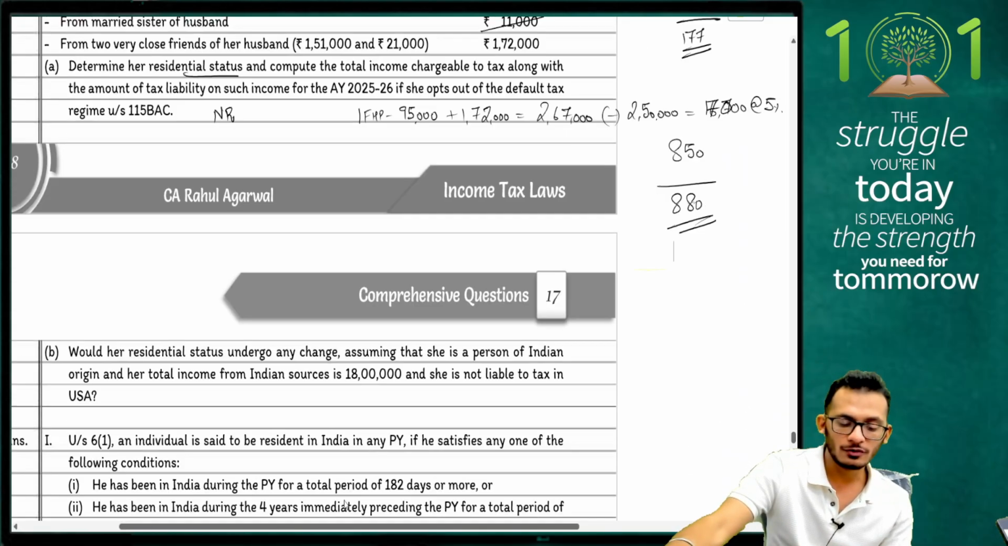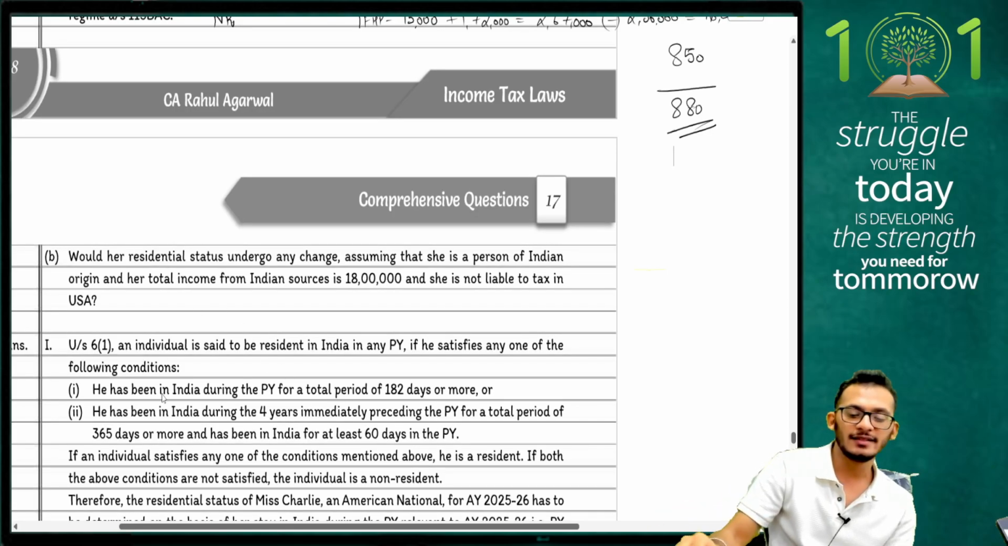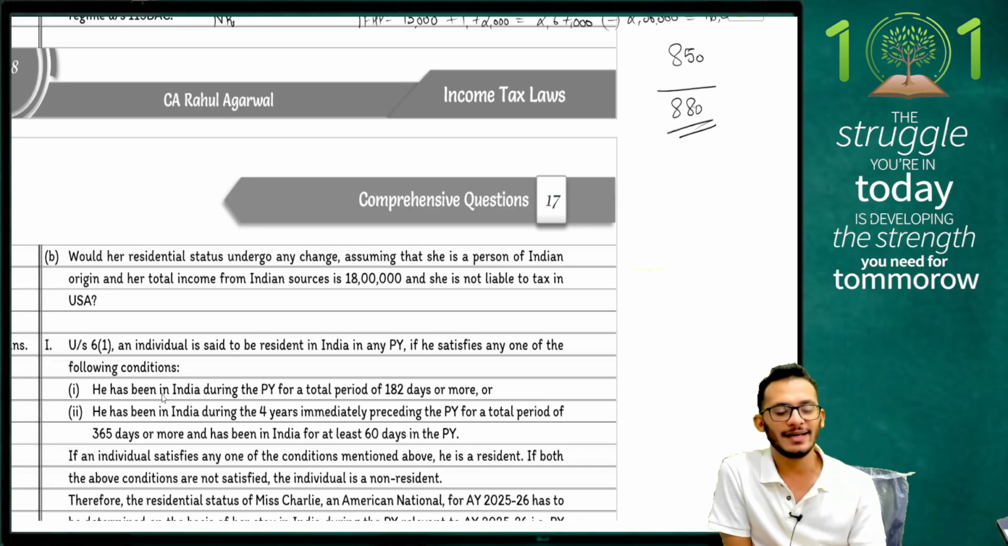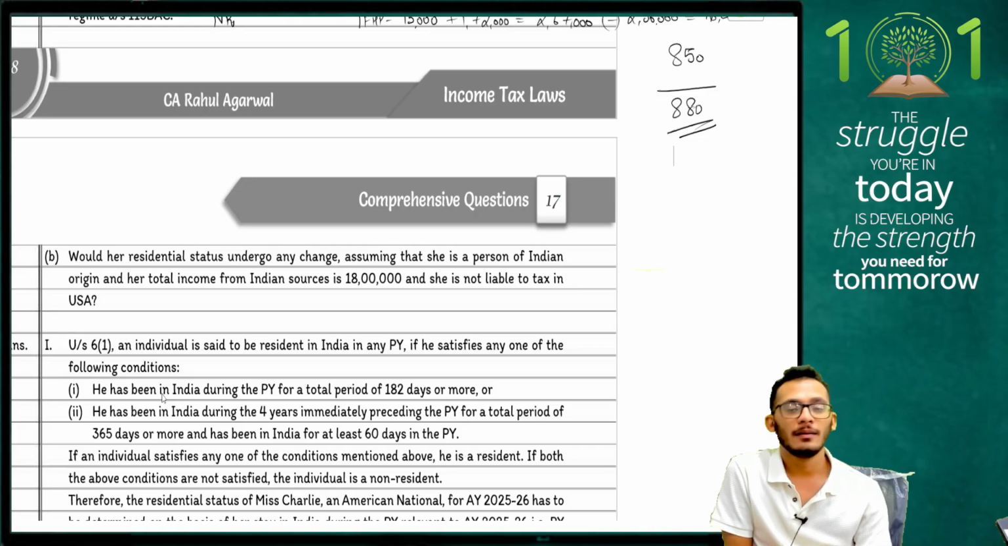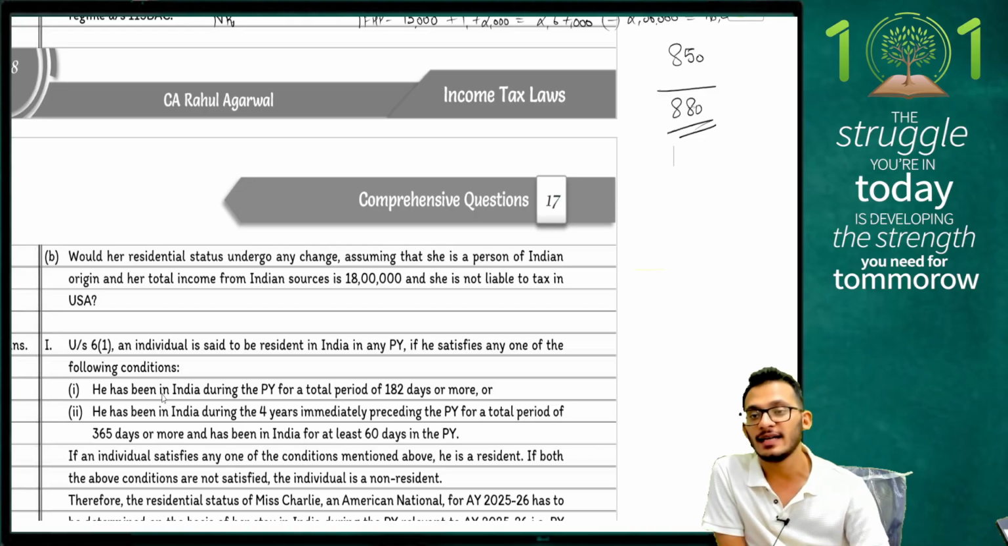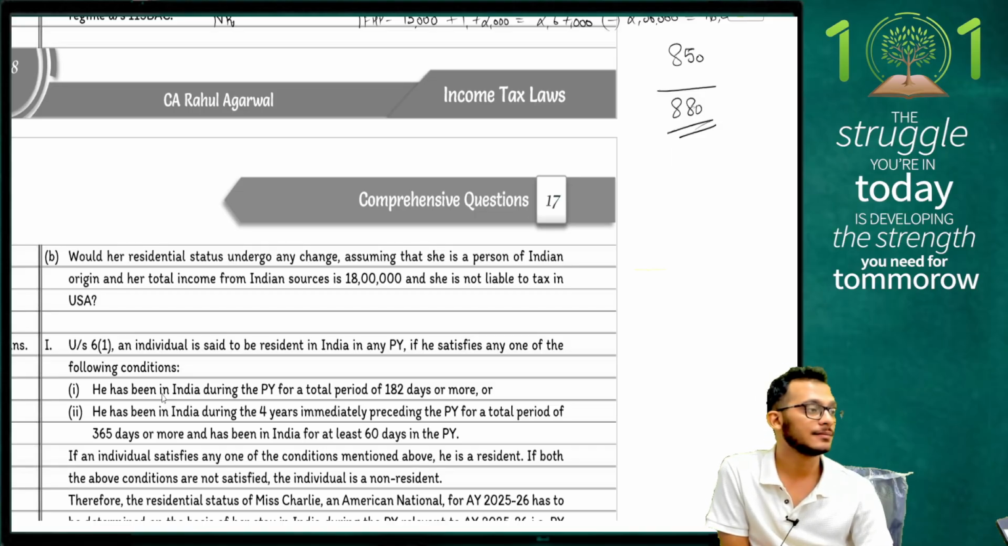Yes. Question number 2 says, would your residential status undergo a change assuming that she is a person of Indian origin and her total income from Indian sources is 18 lakhs? She is also not liable to tax in India. Would your answer change? What will change? More than 15 lakhs. So 60 becomes 120 days. Now check, people. Current year 120 days satisfied. 365 satisfied? Still not satisfied. Anything changed? Person is still a non-resident.